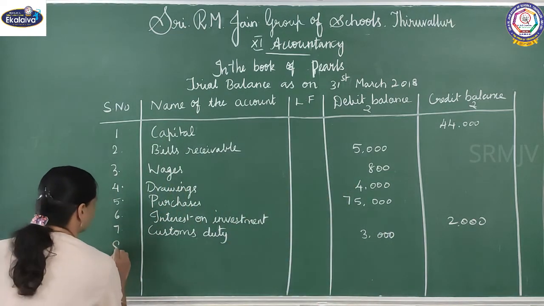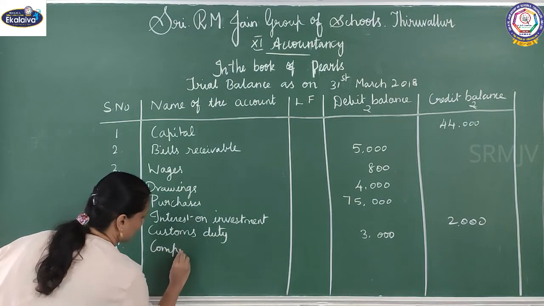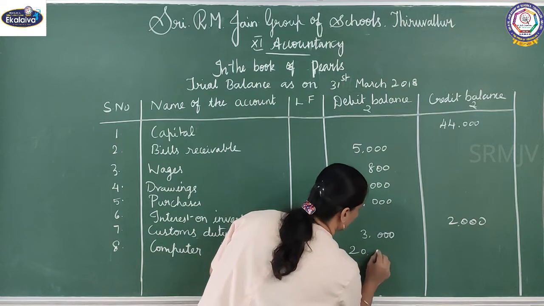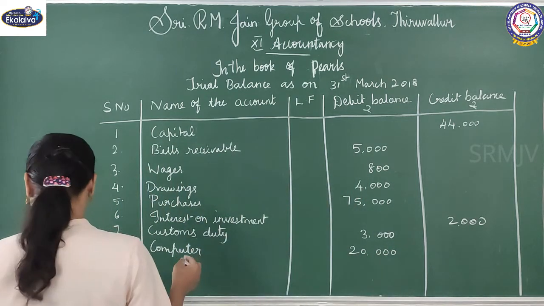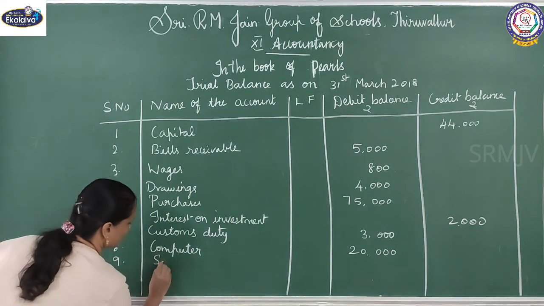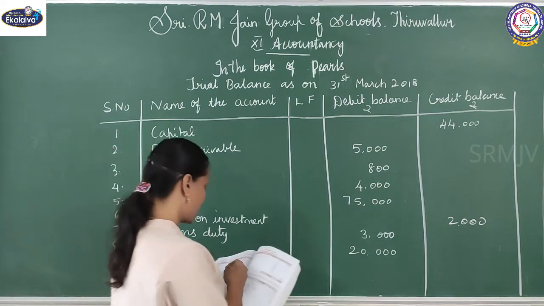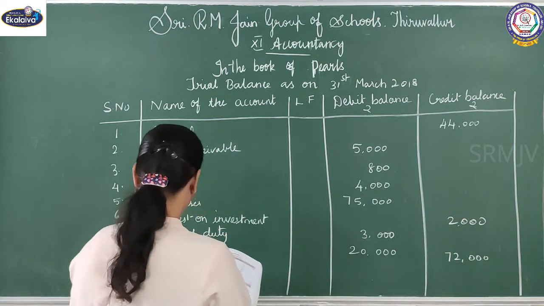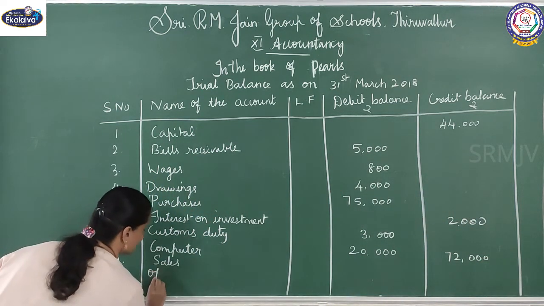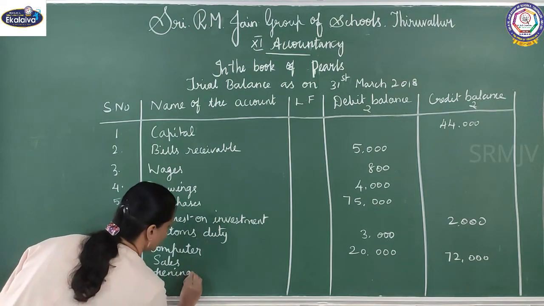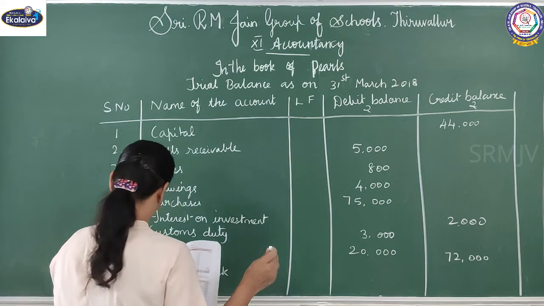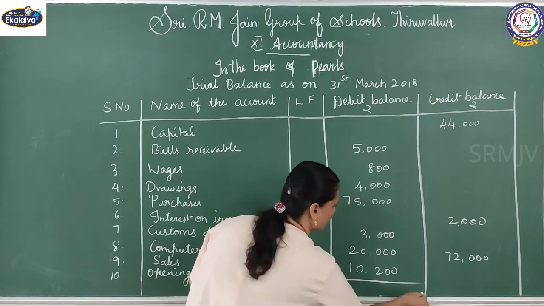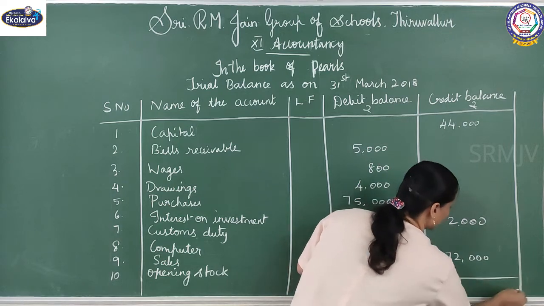And then computer, how much? 20,000, it is an asset, that's why. And then sales, how much? 72,000. And then opening stock, how much? 10,200. Now we are going to calculate both the columns.